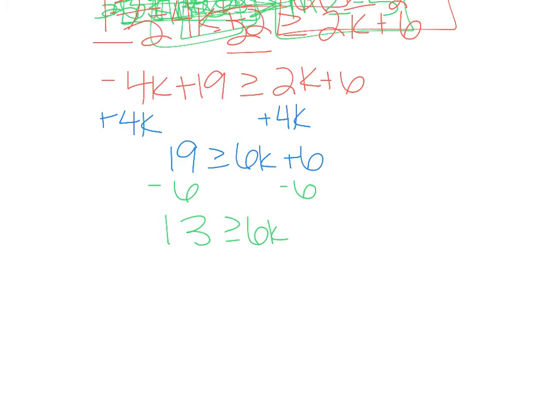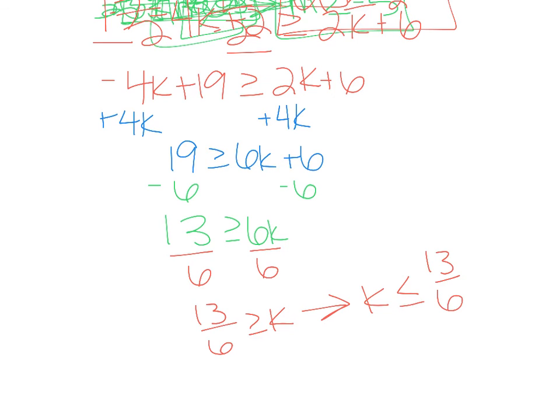And then finally, divide both sides by 6. You can leave your answer as 13 over 6. If you really want to change it to a mixed number, you can. Or if you want to change it to a decimal, you can. Or leave it as 13 over 6. So I've got 13 over 6 is greater than or equal to k. But remember, since we're super awesome, incredible students, we're going to rewrite our answer in terms of k. So the k comes first. So I have k is less than or equal to 13 over 6.